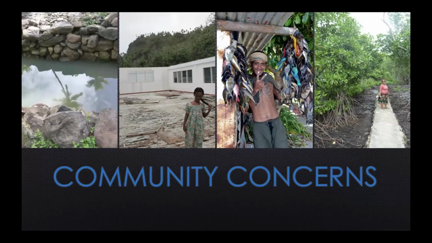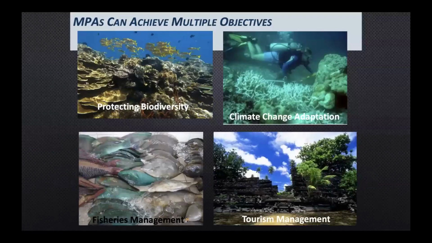And so using this process, we used the conservation action planning integrated with the local early action planning tool to address climate change threats. And what came out of this was that their primary concern was around fisheries. As we know, marine protected areas, if designed correctly and well implemented, can achieve multiple objectives like protecting biodiversity, climate change adaptation, fisheries management, and/or tourism management.